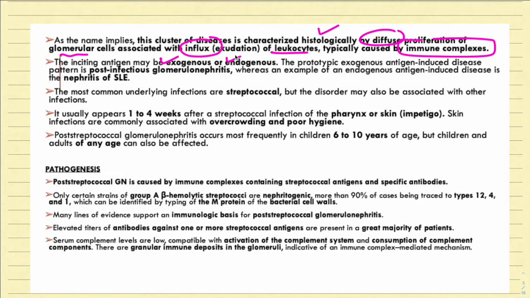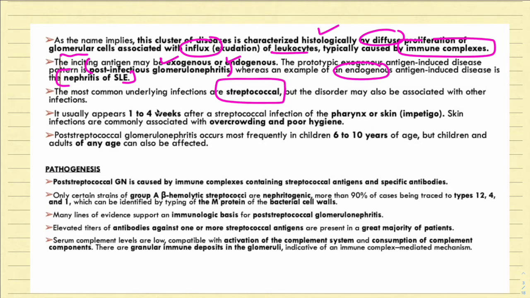This we have already read. Okay, and the prototype exogenous antigen induced disease is the post-infectious glomerulonephritis. Wherein the example of an endogenous antigen induced glomerulonephritis will be nephritis of SLE. So nephritis because of an exogenous agent can be post-infectious glomerulonephritis, and because of an endogenous agent can be exemplified by nephritis of SLE. Now the most common infection which is causing this nephritic syndrome is post-streptococcal glomerulonephritis.